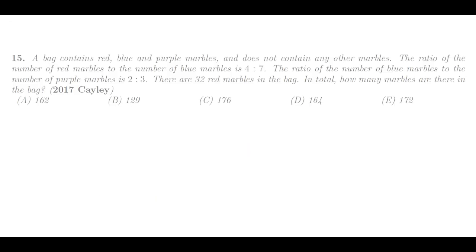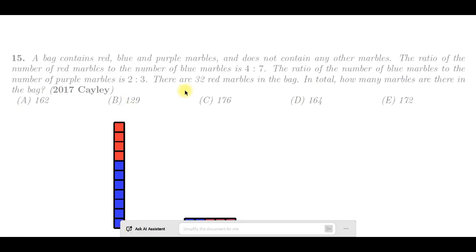Finally, let's take a peek at using manipulatives. So again, this gives you an opportunity to attack it at many different levels. Again, looking at my two ratios, blue to red is 4 to 7, so red to blue, I've got 4 reds for every 7 blues. Similarly, I've got 2 blues for every 3 purples, so I can represent those as shown.